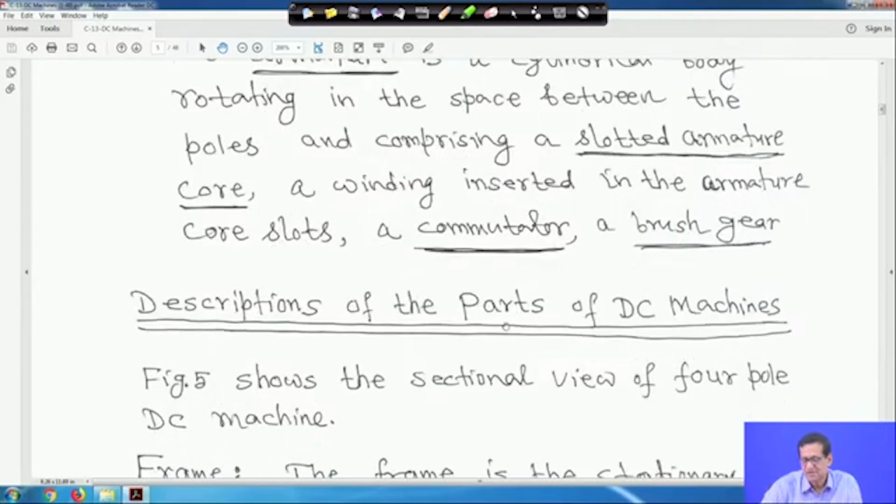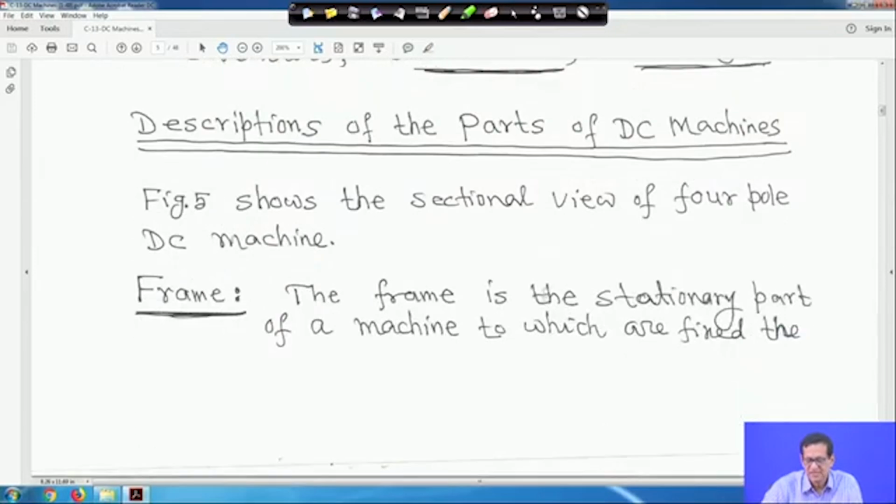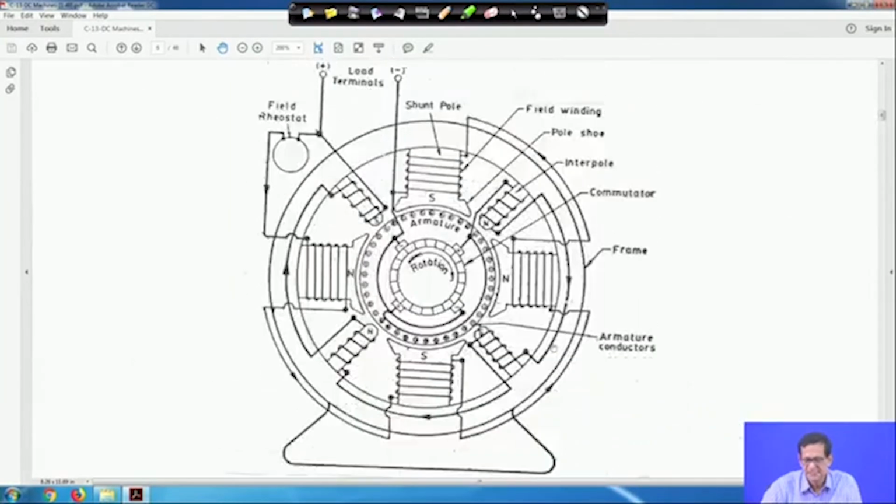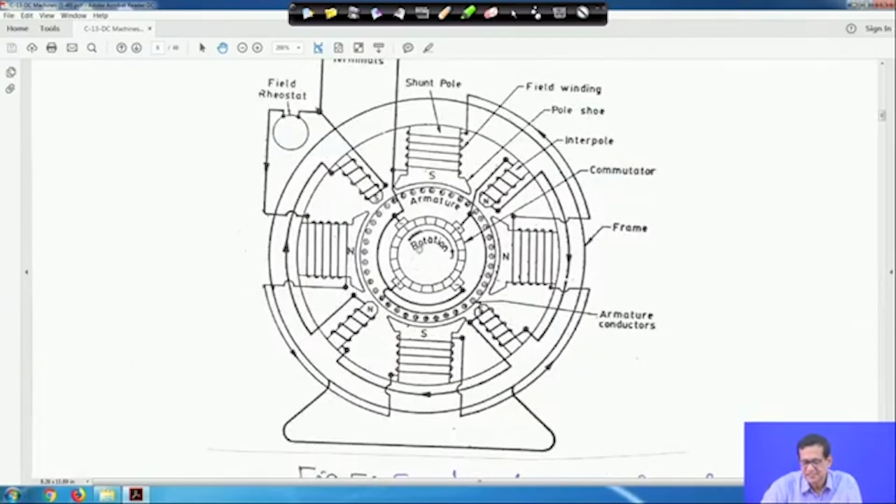So, description of the parts of a DC machine. Figure 5 shows the sectional view of a 4-pole DC machine. First one is the frame. I will show you the diagram. The frame is the stationary part of a machine to which are fixed the poles. Just see this diagram. This is the direction of the rotation. This is the brass bar. This is the armature. Wherever you see the current, the conductors are there.